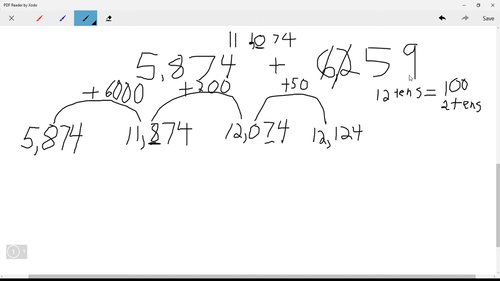12,124, and then I'm adding 9 to this number, so plus 9, and then 9 plus 4 is 13, and then I actually have to add the 10 to the tens column, and it becomes 12,134. 3, right? Because 9 plus 4 is 13.